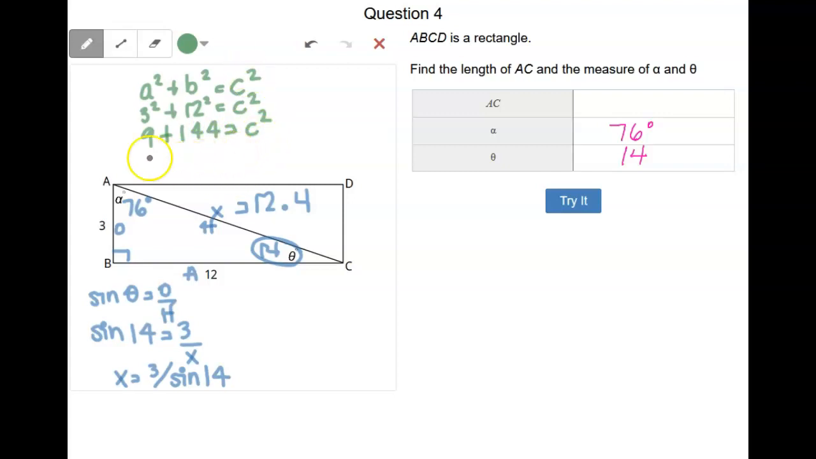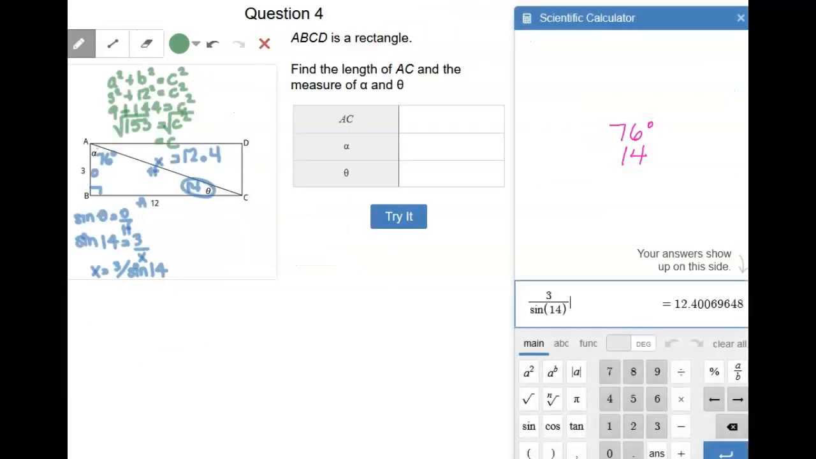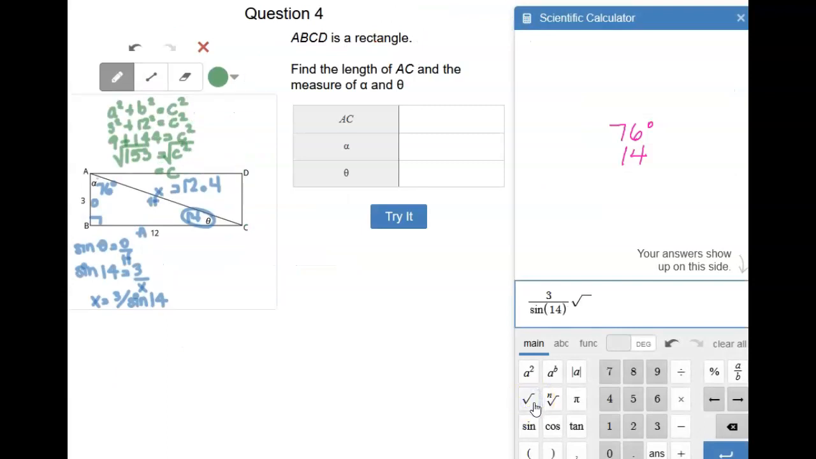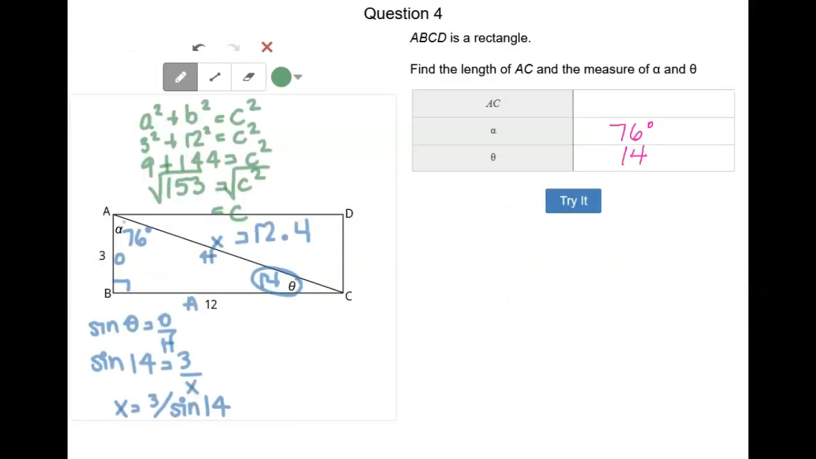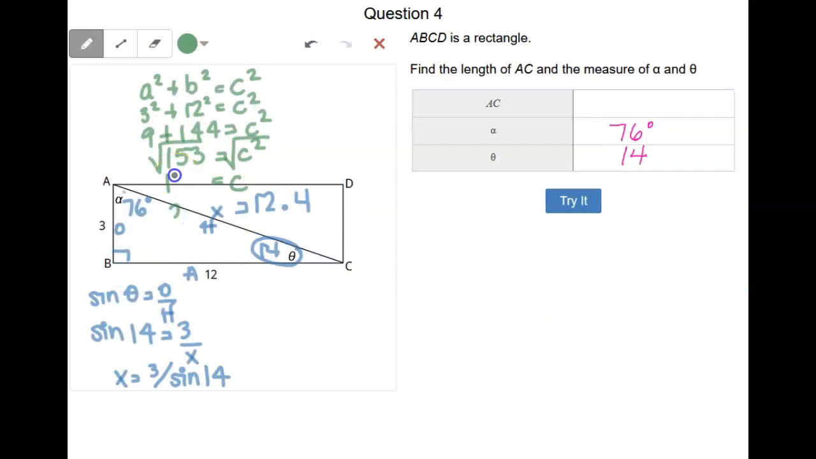So remember, keep this over here. 9 plus 144 is 153. That's equal to the hypotenuse squared. And the last step of the Pythagorean theorem every single time is to take the square root. So just so you believe me, we're going to take our calculator again. We're going to do the square root of 153. And we get about 12.4 again. So you can see that we've got 12.4, whether we do trig or whether we do Pythagorean theorem.